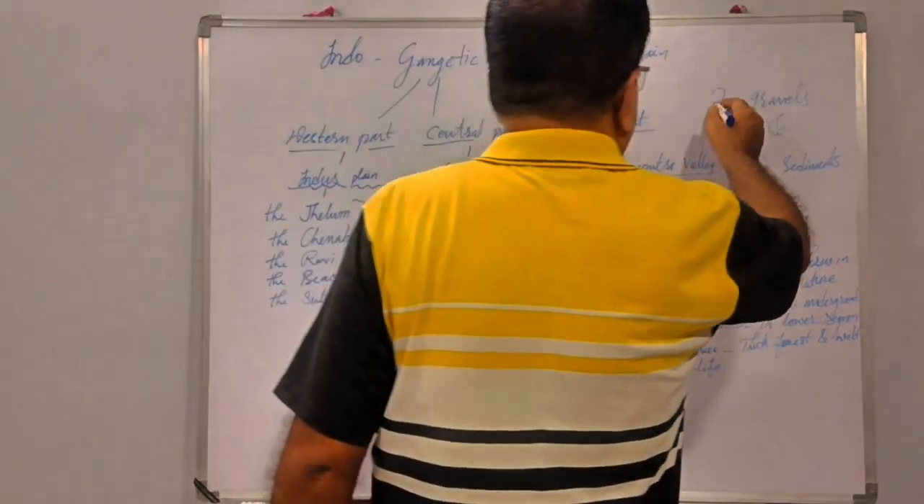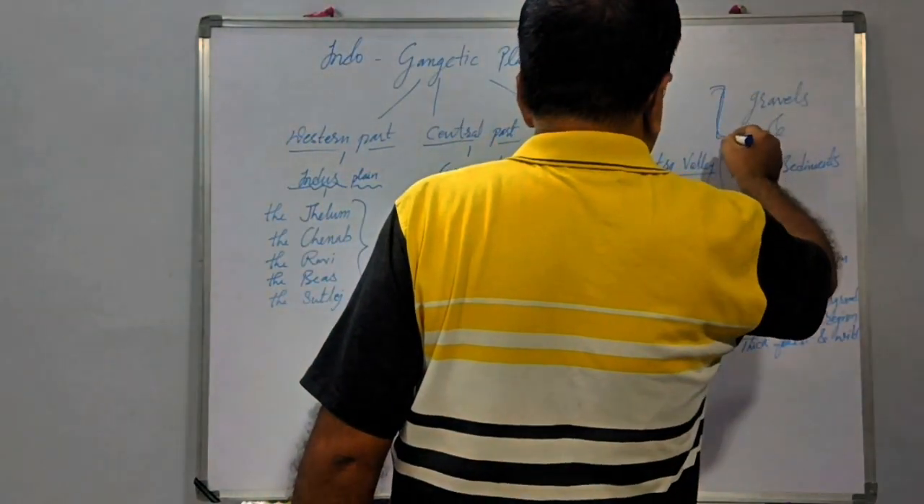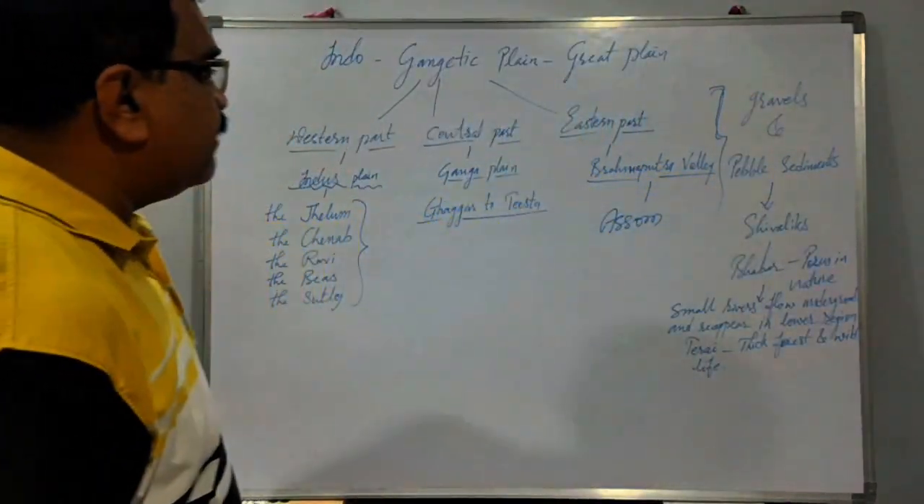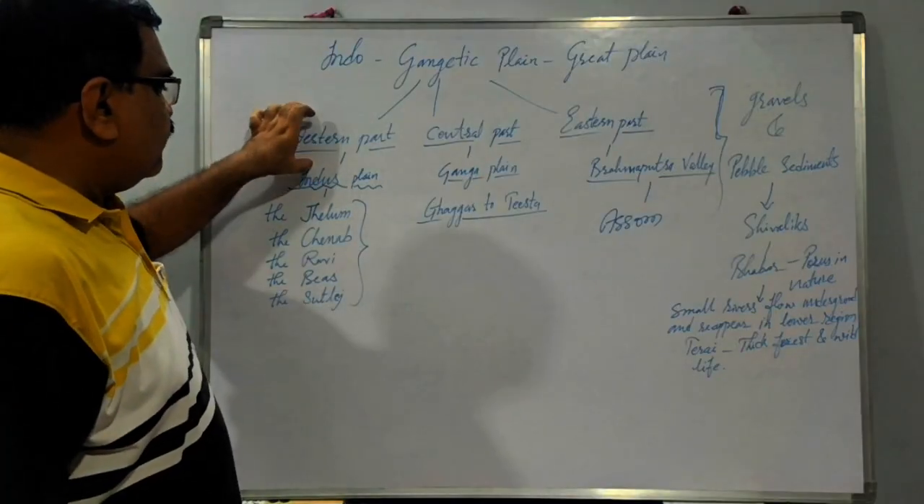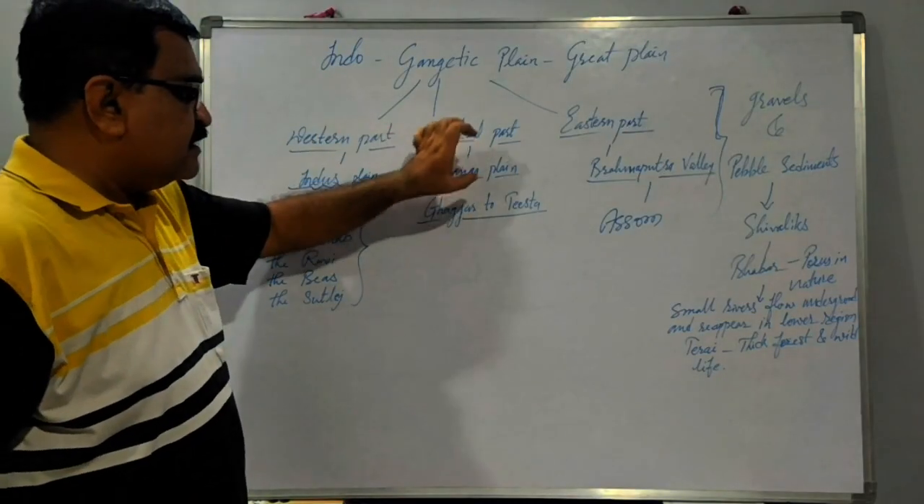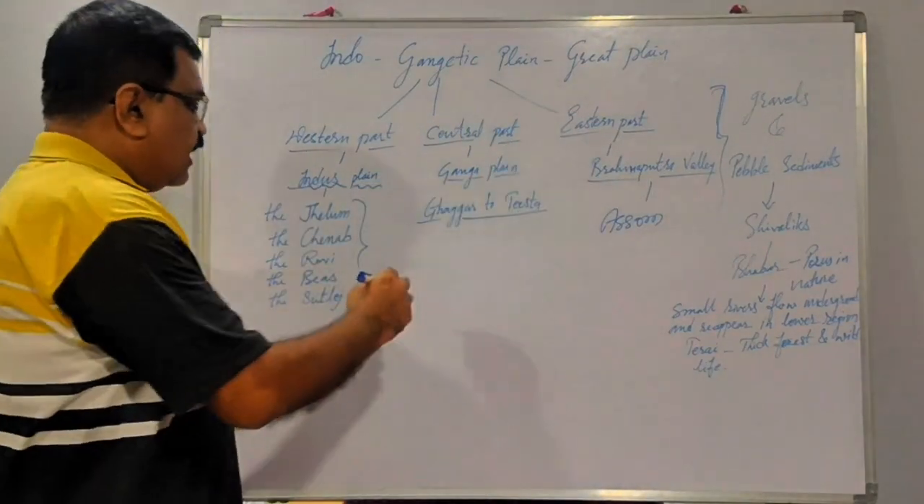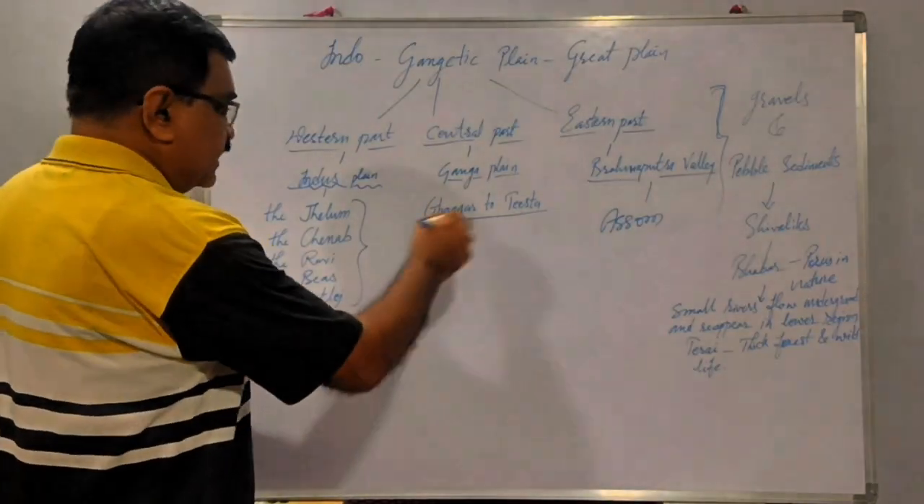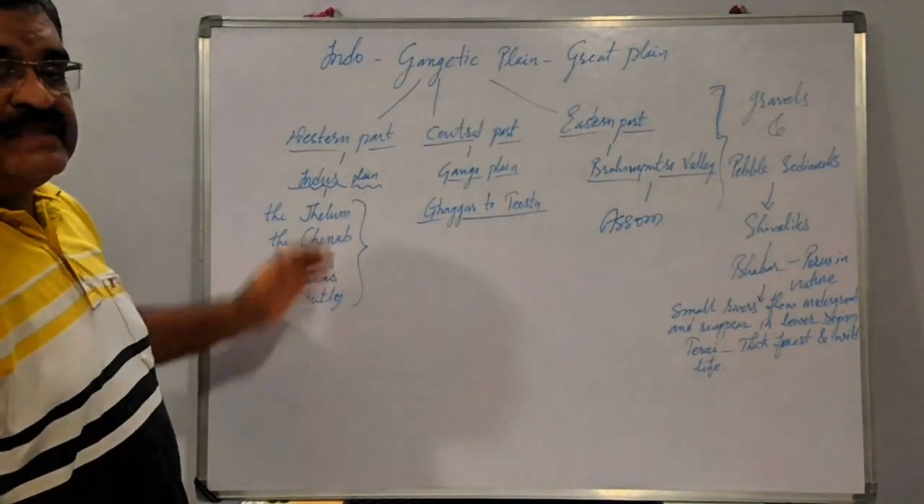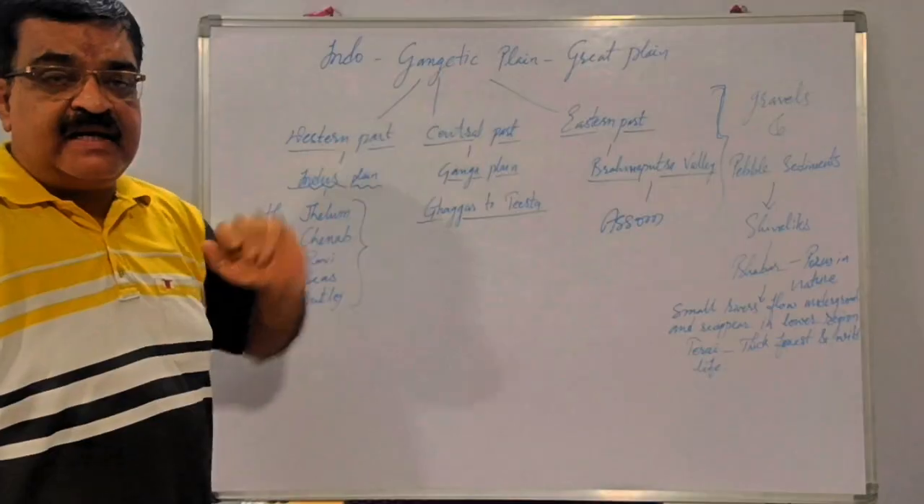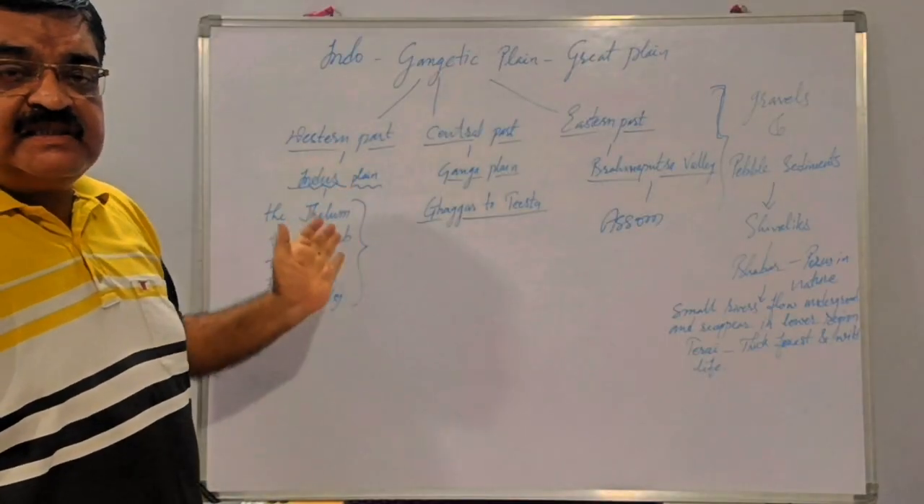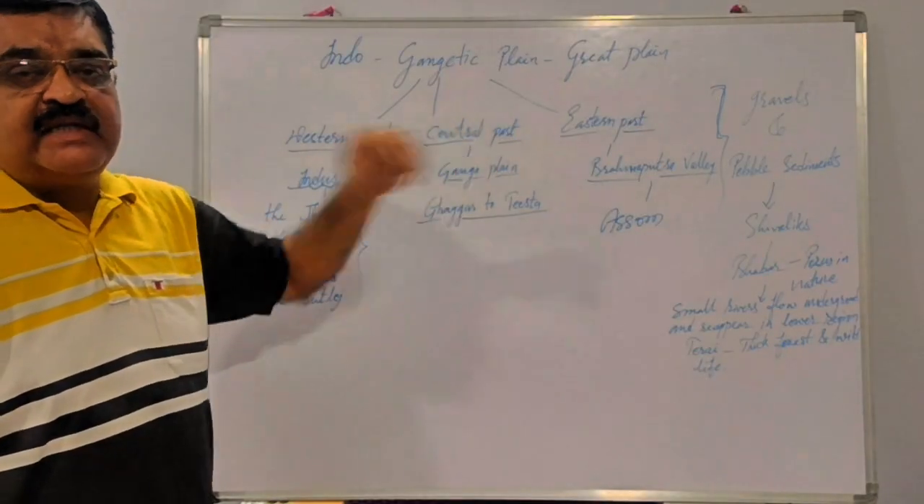This Indo-Gangetic Plain, the rivers which are flowing through the Indo-Gangetic Plain, that is river Indus, river Ganges and river Brahmaputra. Combined, these three rivers are called perennial rivers. Why? Because these rivers will provide water throughout the year.